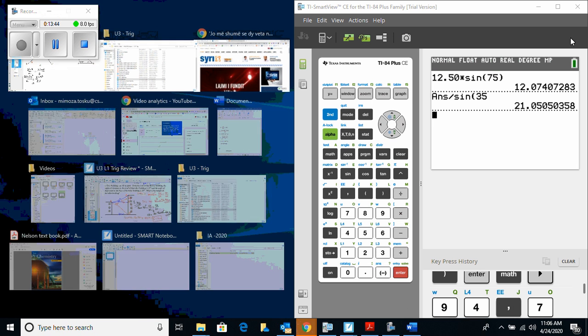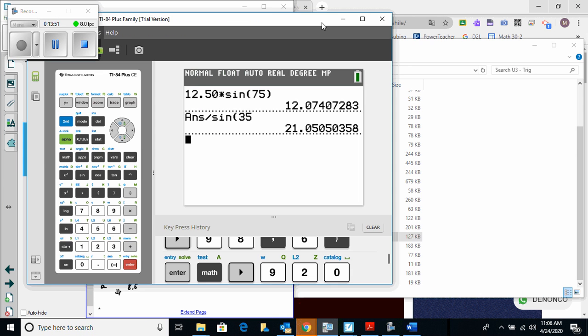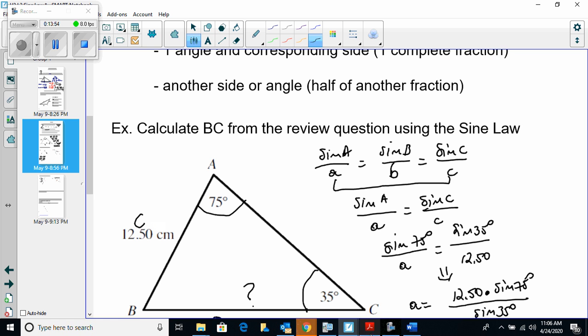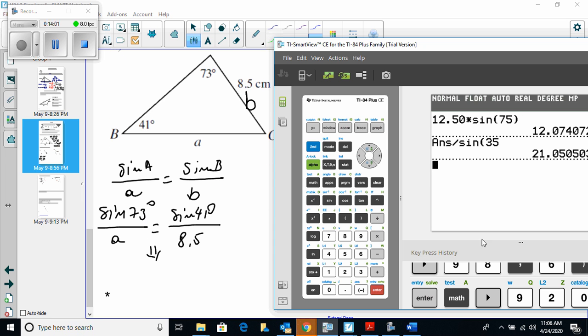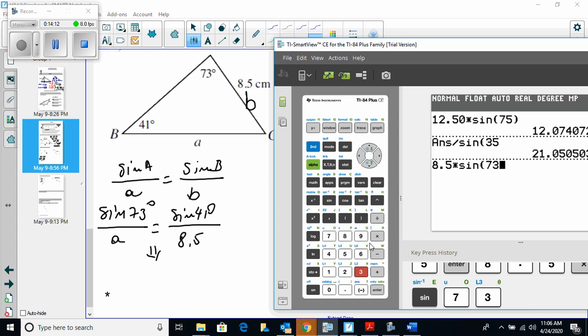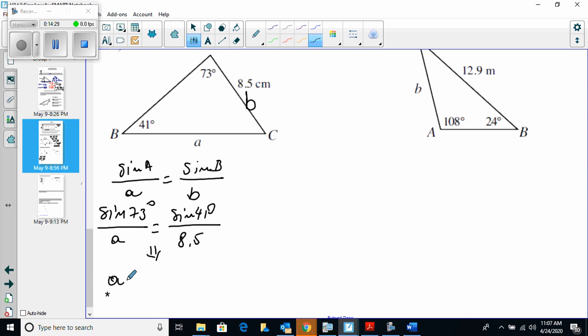From here, we find that A is the same thing as we did before: 8.5 times sine 73 divided by sine 41. So A will be 12.39 centimeters.